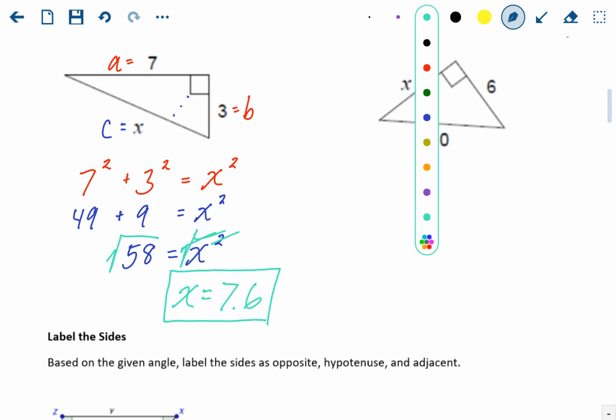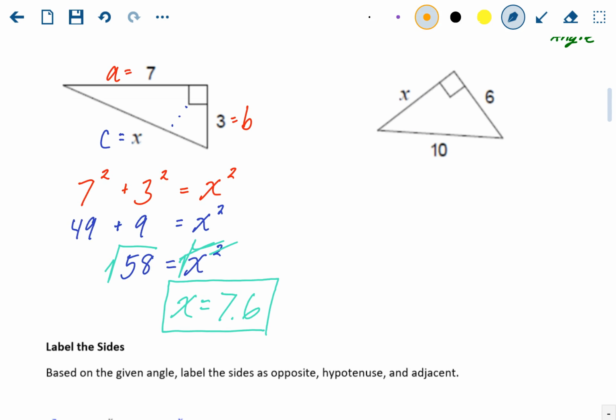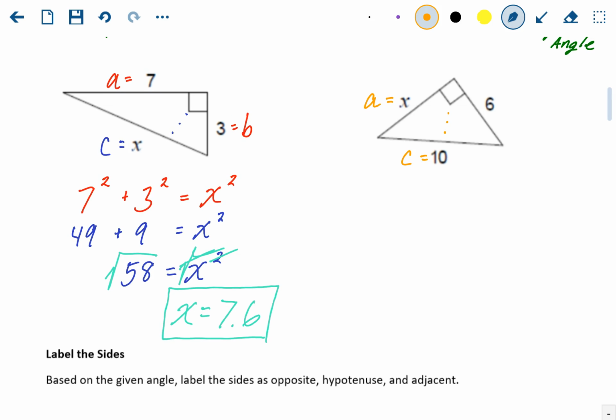Alright, now the next problem, again, start by identifying where the hypotenuse is. You got a right triangle, so across from the right angle is side C. So this time we know the hypotenuse. What we don't know is one of the other legs. In this case I'll call it A, x, and B, 6.